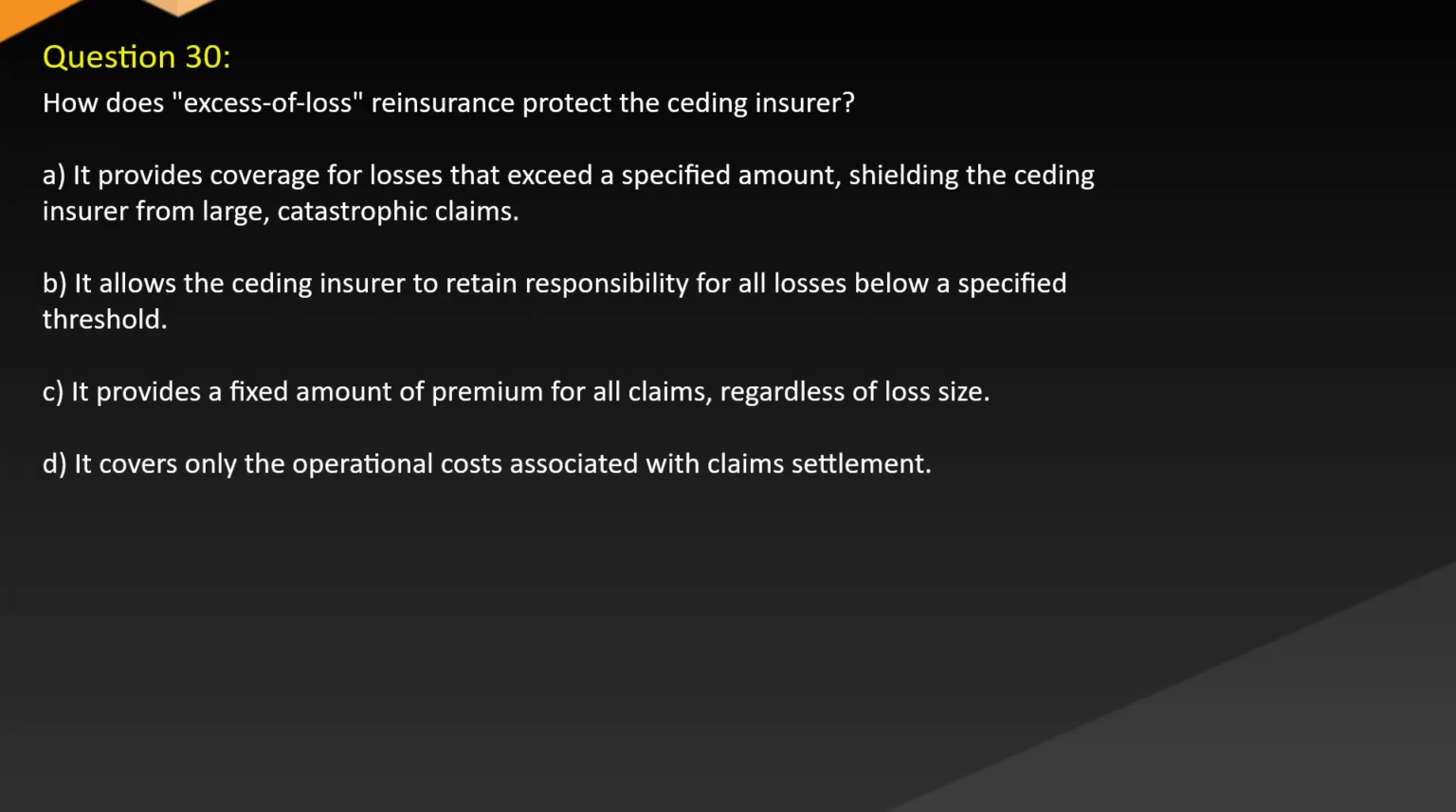Question 30. How does the excessive loss reinsurance protect the ceding insurer? A. It provides coverage for losses that exceed a specified amount, shielding the ceding insurer from large catastrophic claims. B. It allows the ceding insurer to retain responsibility for all losses below a specified threshold. C. It provides a fixed amount of premium for all claims, regardless of loss size. D. It covers only the operational costs associated with claims settlement.